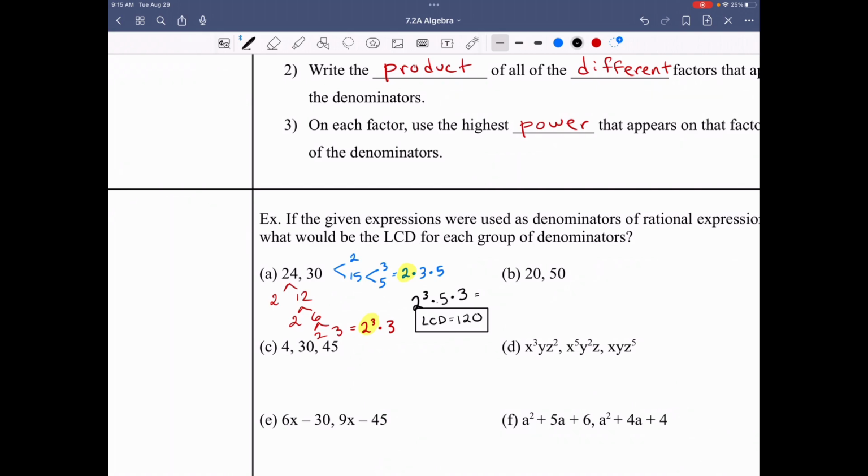Now let's look at D. We don't have to work with the numbers on here, which actually makes this a little bit easier. So the highest power for the x's is x to the 5th. Then the highest power for the y's is y to the 2nd. And the highest power for the z's is z to the 5th. So then our least common denominator is x to the 5th, y to the 2nd, z to the 5th.